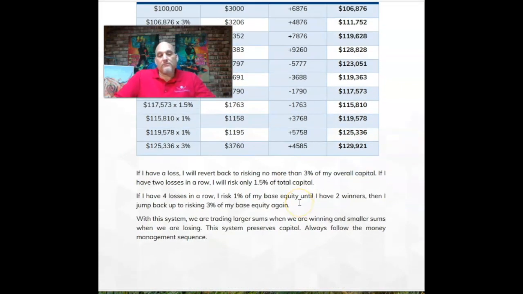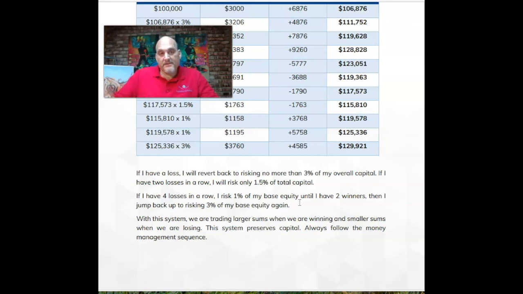So here are the rules of this trading system. If I have a loss, I revert back to risking no more than 3% of my overall capital. If I have 2 losses in a row, I'll risk only 1.5% of my capital. If I have 4 losses in a row, I risk 1% of my base equity until I have 2 winners, and then I jump back to 3% of the base equity again. So with this system, we're trading larger sums of money when we're winning and smaller sums when we're losing. And this system preserves capital. So it's always follow the money management sequence.